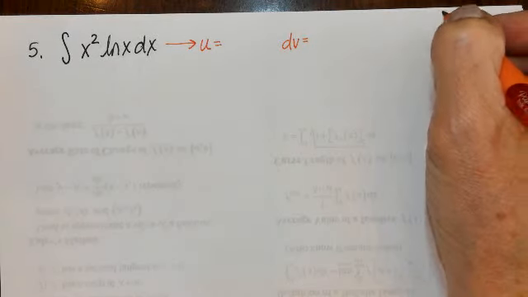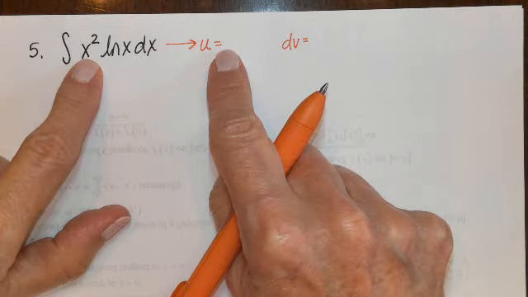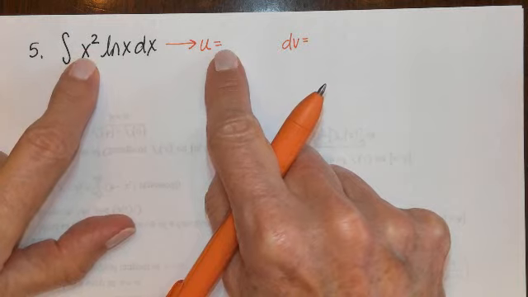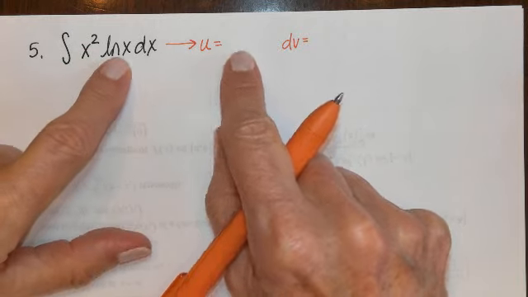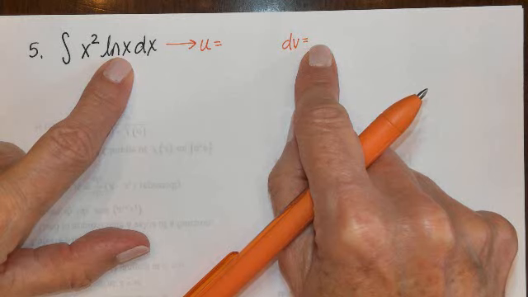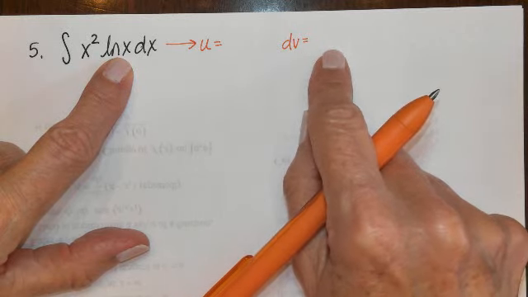Remember, u has been something that's friendly to find the derivative of. So it might be really tempting to let u be the x squared, but if you do that, then dv is going to be the natural log of x. And do we know what the integral of natural log x is?